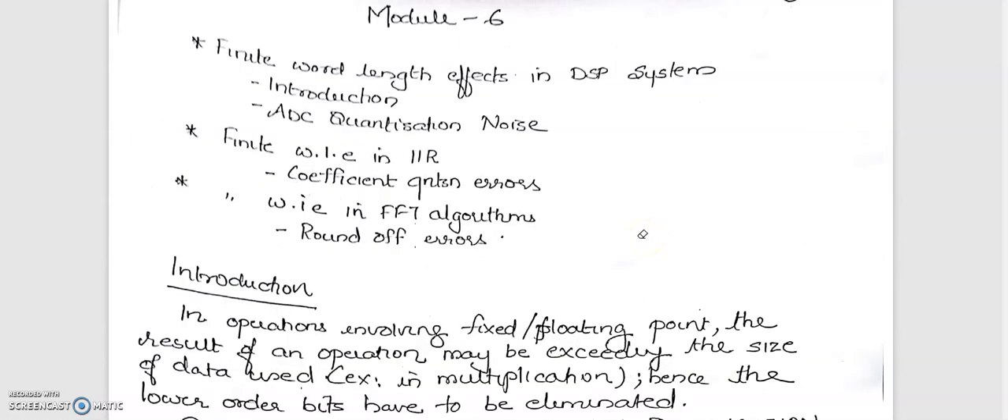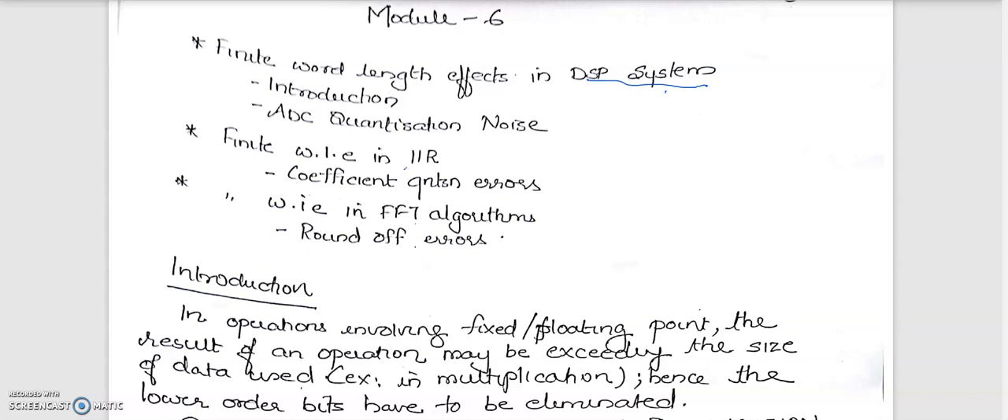So we are beginning with this portion for module 6, which is the finite word length effects. It basically deals with the processing of binary information and the effect that happens because of the reduction in the size of the data. That is why it is known as finite word length effect. So basically, as mentioned over here, we have to learn about the finite word length effect in DSP systems.